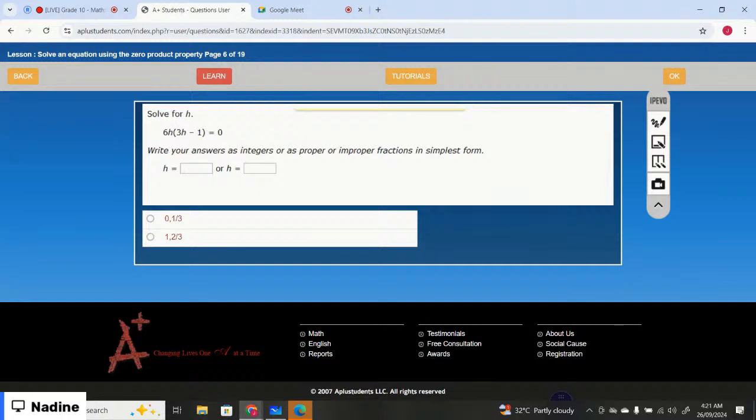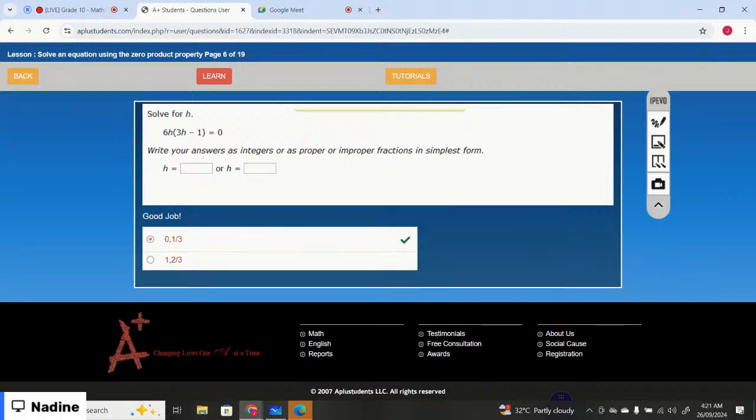Solve for h. Which is the correct option? The correct option is either h is 0 or h equals 1 over 3. Option number 2 is the correct option.